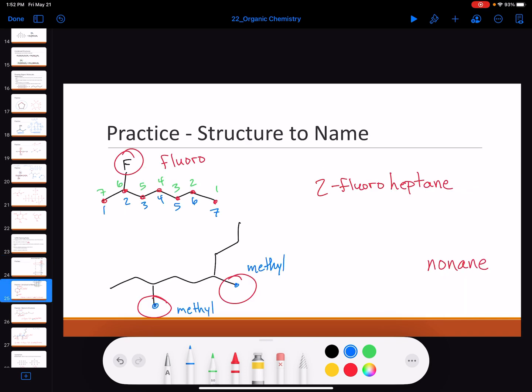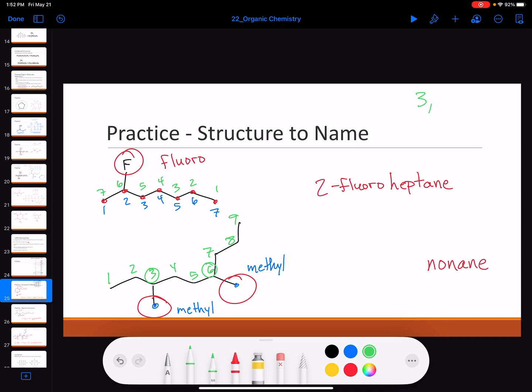But remember that you always look for the longest chain, which we saw was this thing right here. So that's all included in the base name, nonane. And now I'm just looking for substituents that are coming off of it, right? Okay, so I've got 2 methyl groups. Where are they located? Well, I could go 1, 2, 3, 4, 5, 6, 7, 8, 9. That would give me a 3 and a 6.